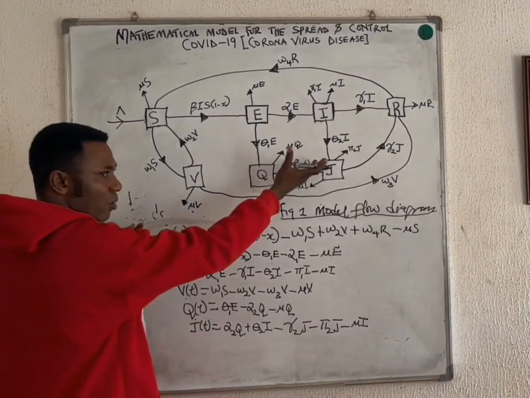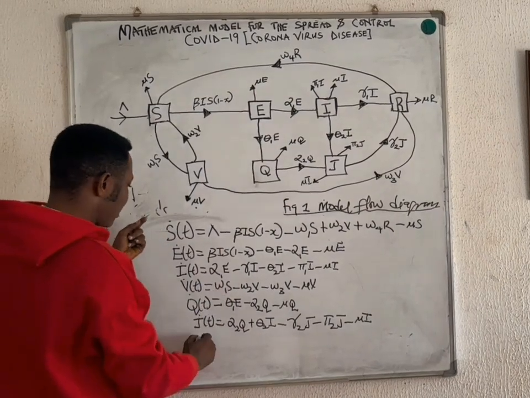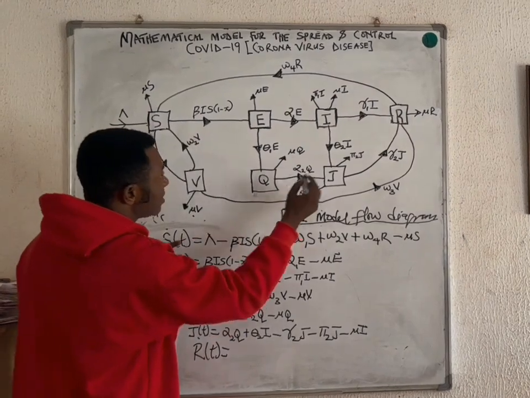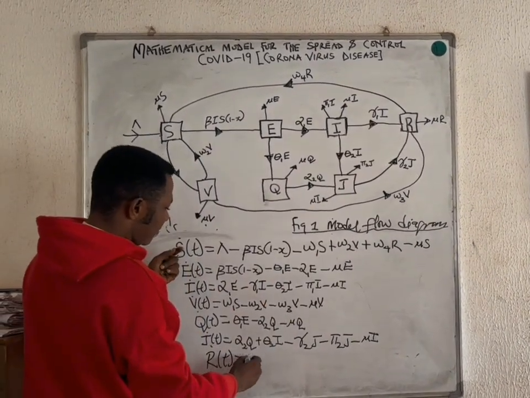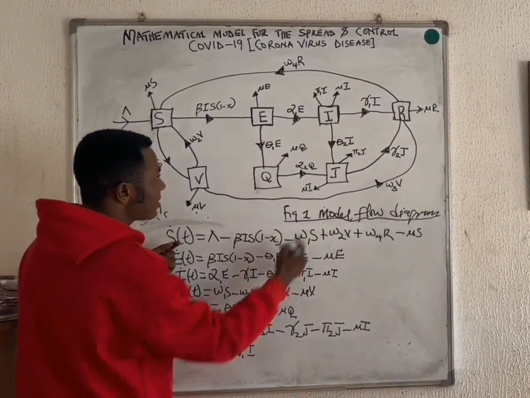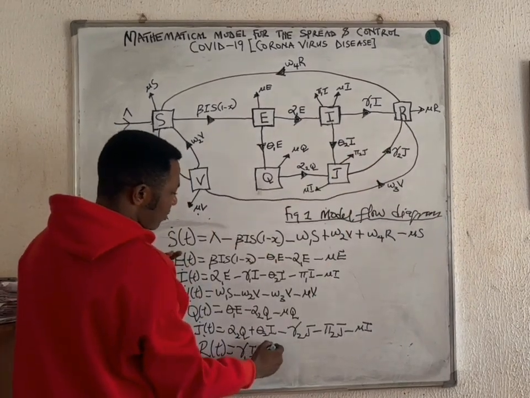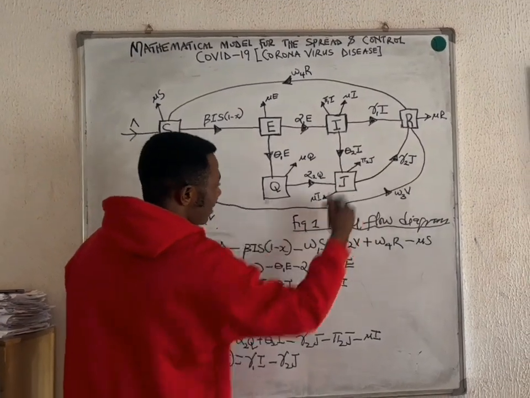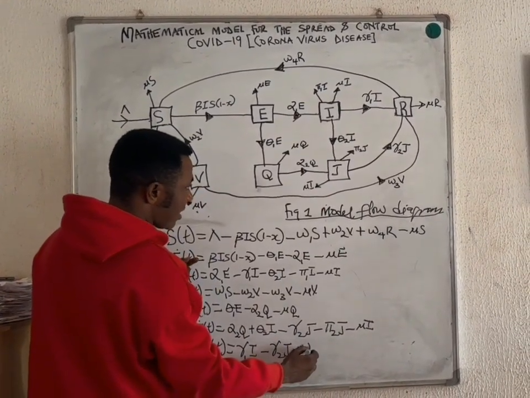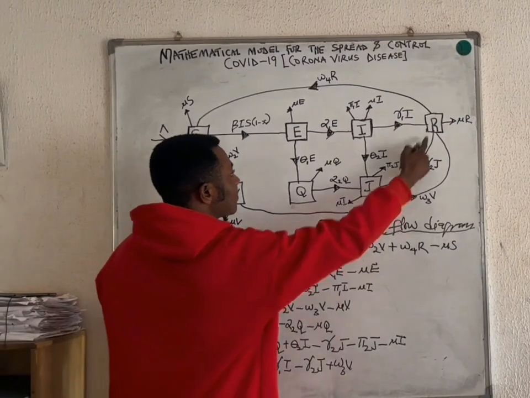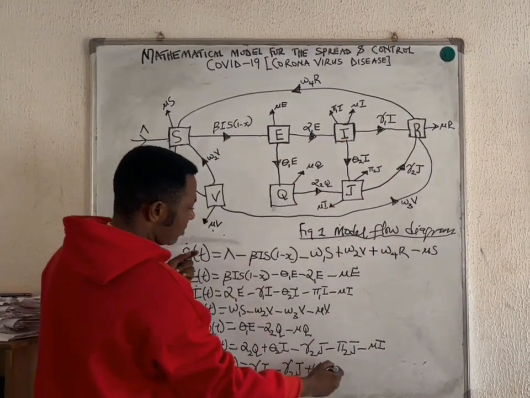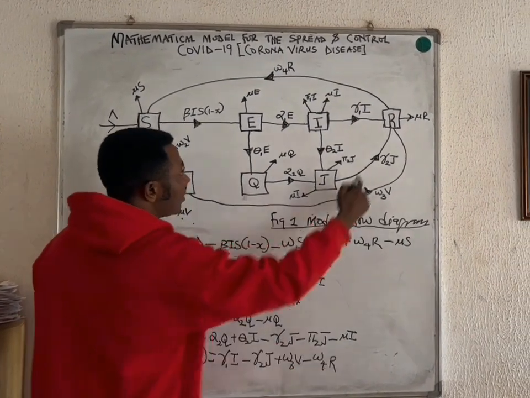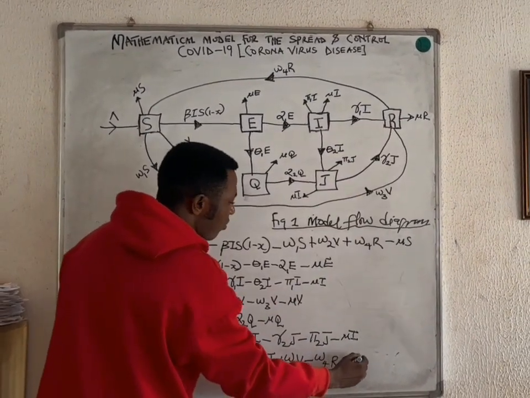We are now left with the recovered class, because it's 1, 2, 3, 4, 5, 6, and we have 7 compartments. So we must have 7 equations. Now, the recovered compartment is equal to, look at it now. This is entering, gamma sub 1 I, all right? This is entering, plus gamma 2 J. Then this is also entering, plus omega 3 V. Then look at it. This one is leaving, minus omega 4 R. Then minus mu R.